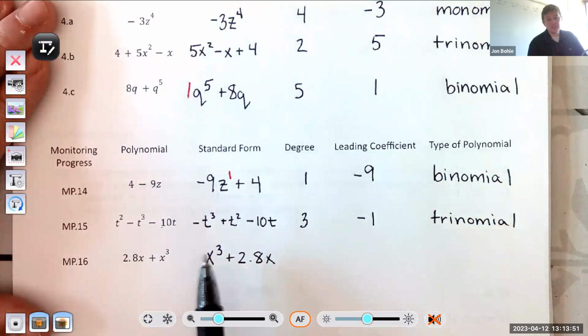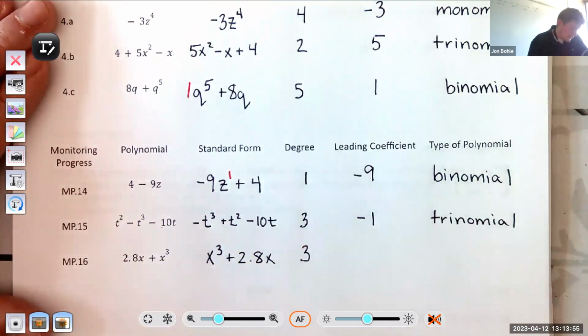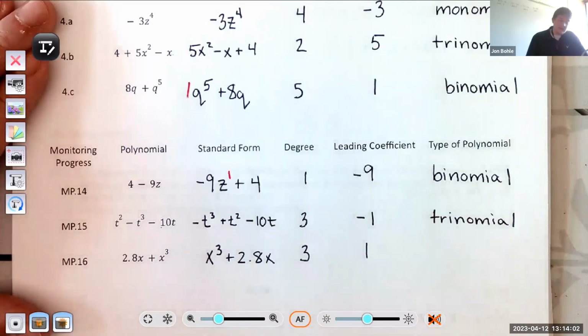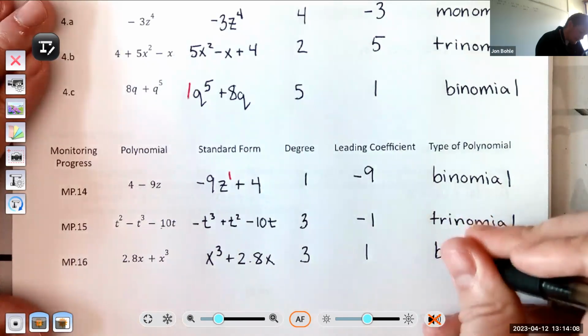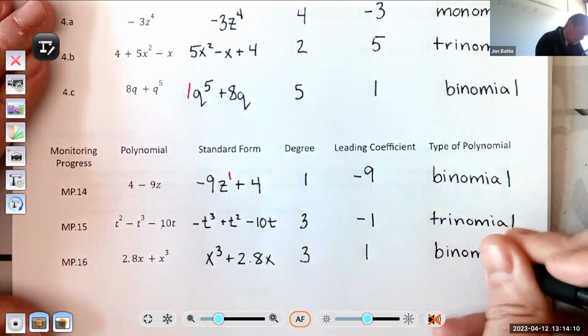My degree is the largest exponent on a variable, which is 3. And the leading coefficient, the number multiplied by x to the third, is 1. So this is 1x to the third. So my leading coefficient is 1. And I have 2 terms. Since I have 2 terms, this is considered a binomial.